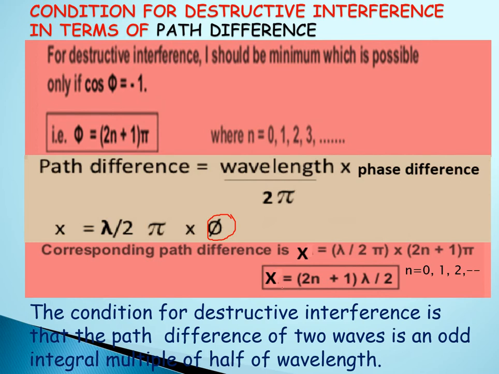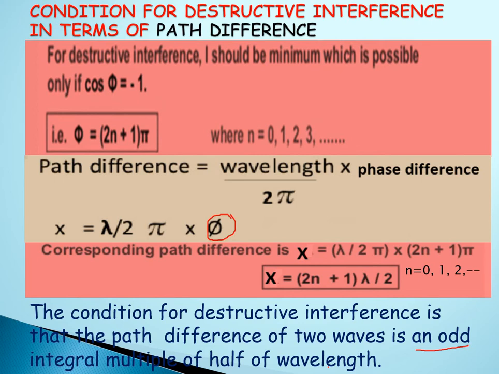So you will be getting x as lambda by 2, 3 lambda by 2, 5 lambda by 2, 7 lambda by 2. It goes on like that. So what is it? X should be an odd integral multiple of half of wavelength.